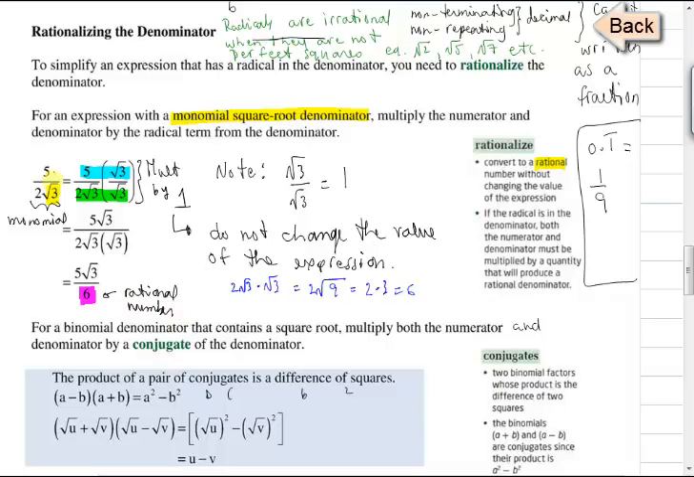So we took an expression that had an irrational number in the denominator and we converted it into an expression that has a rational number in the denominator. These two terms are equivalent. If you take out your calculator and you evaluate 5 over 2 root 3, you should get the same number when you calculate 5 square root 3 divided by 6. You should get exactly the same number.